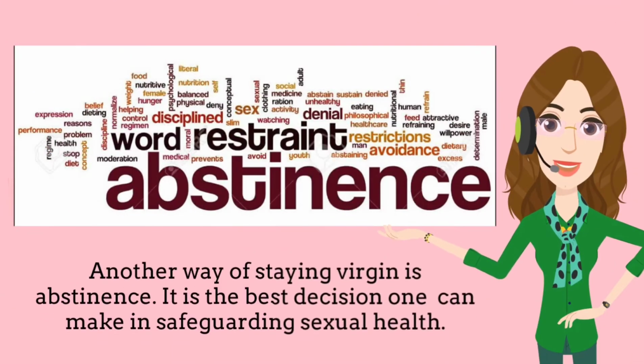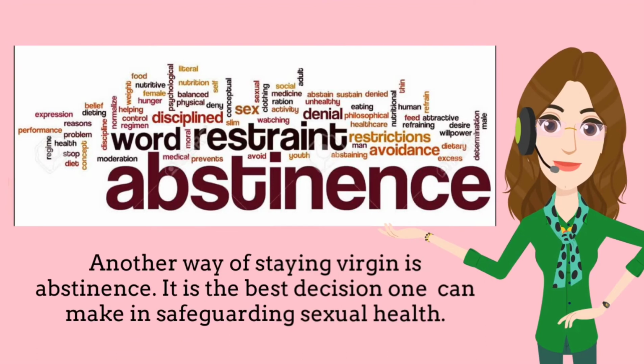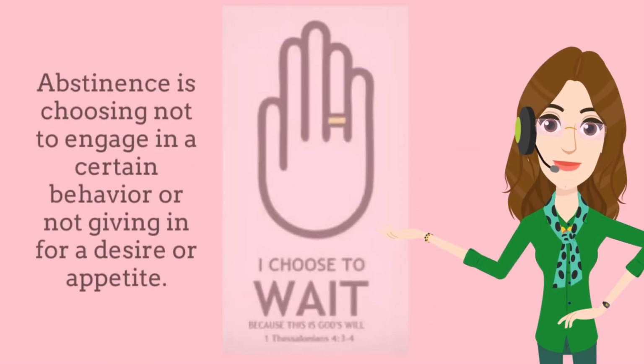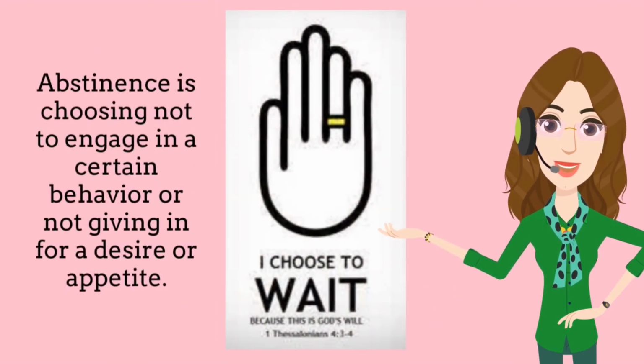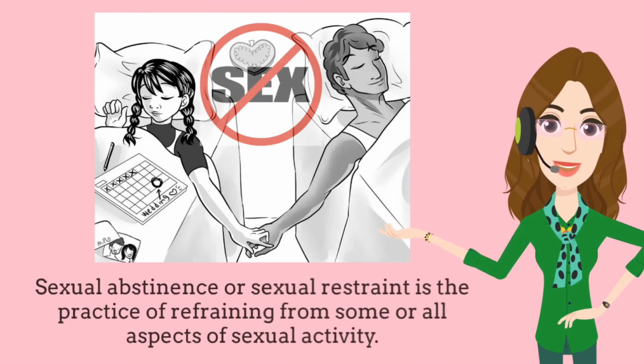Another way of staying a virgin is abstinence. What is abstinence then? It is the best decision one can make in safeguarding sexual health. Abstinence is choosing not to engage in a certain behavior, or not giving in to a desire or appetite. Sexual abstinence, or sexual restraint, is the practice of refraining from some or all aspects of sexual activity.